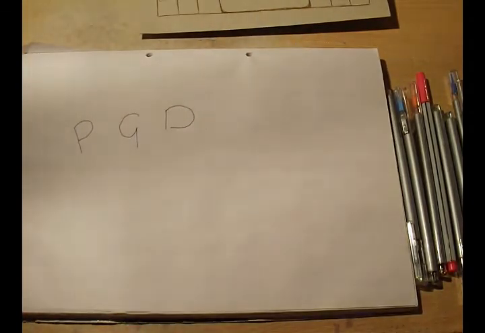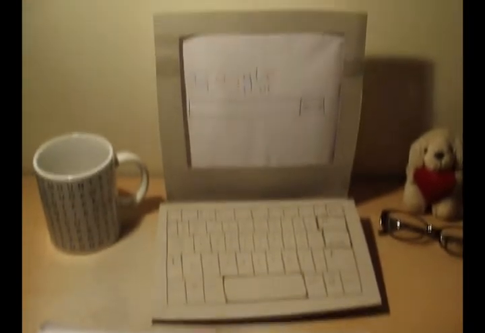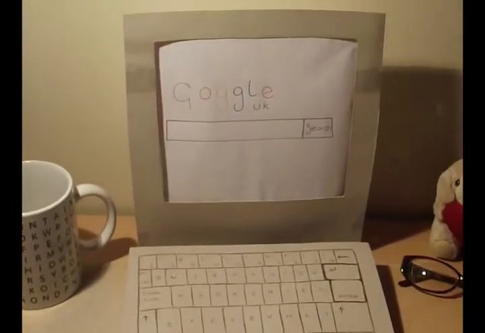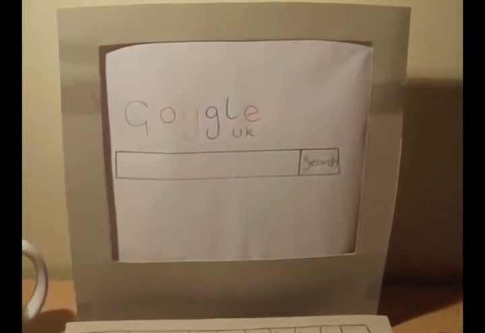PGD. Do you know what PGD is? It stands for pre-implantation genetic diagnosis. But what is that? Let's start at the beginning.